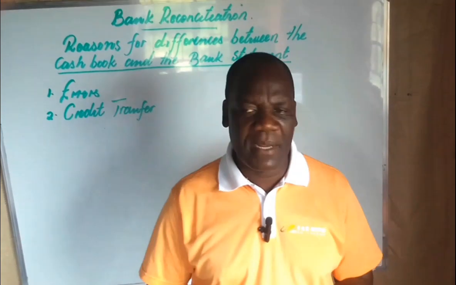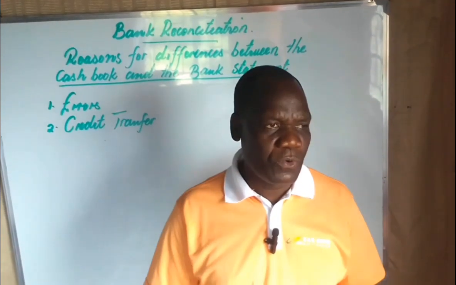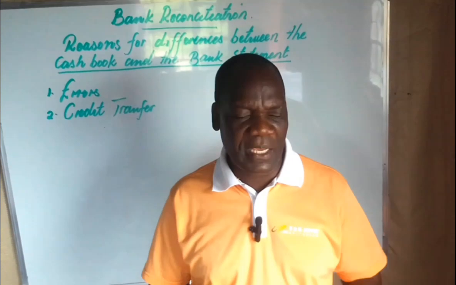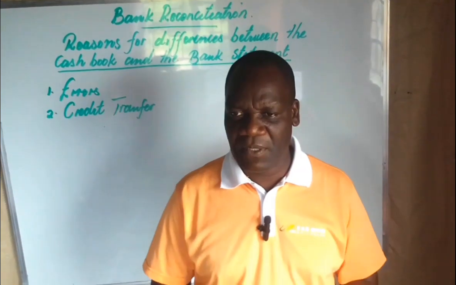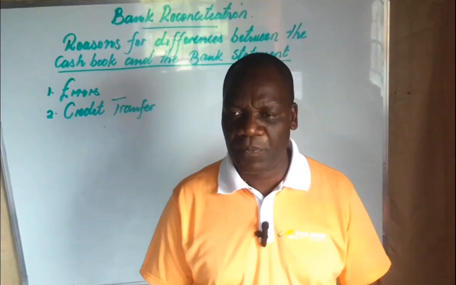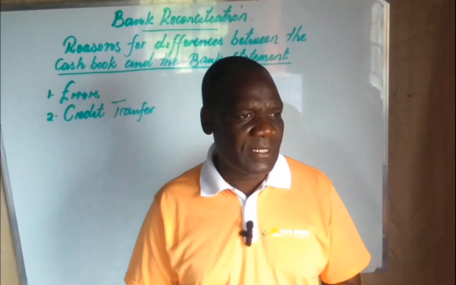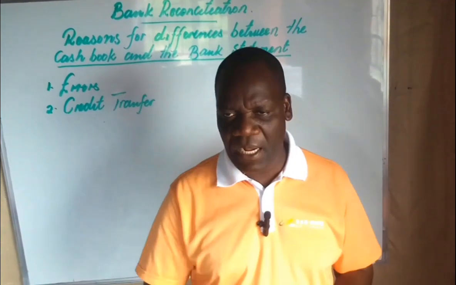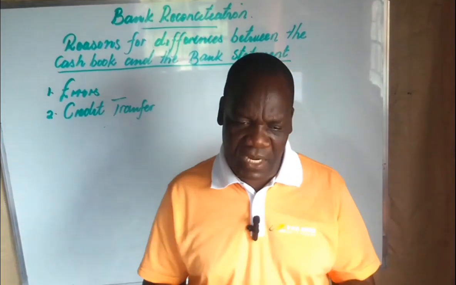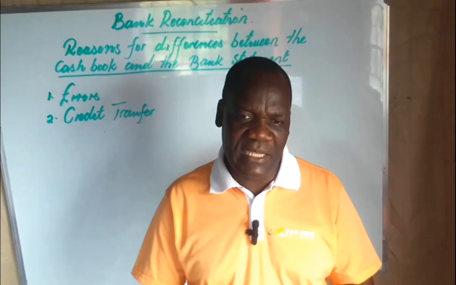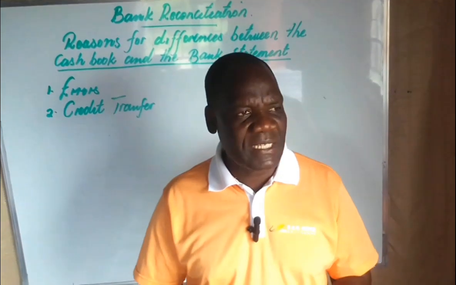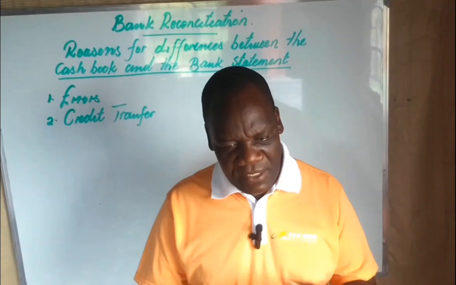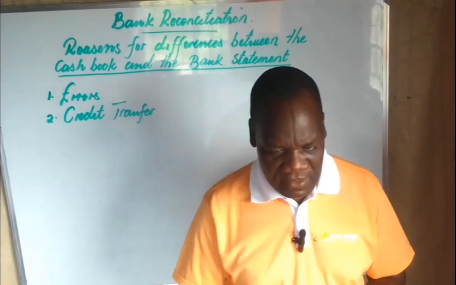debtor for the company, the debt is due for payment. Instead of writing a check and bringing it to the company so that it is entered in the cash book, this debtor will decide to transfer the funds direct to the company account. It means this transfer is not captured in the cash book. It will only be seen as a credit in the bank statement. So that will cause the difference.